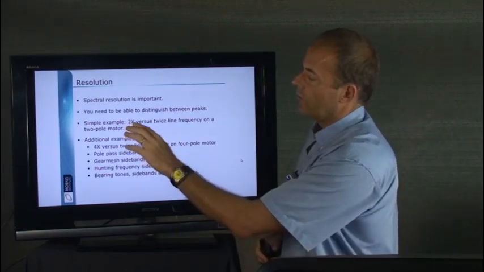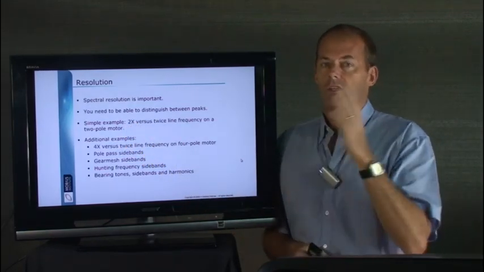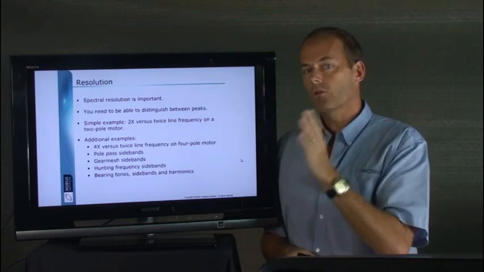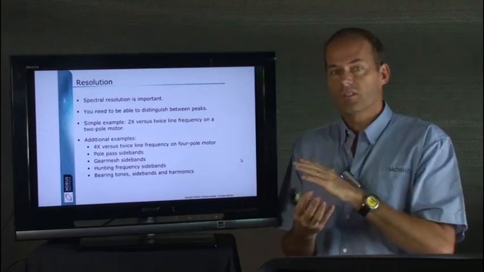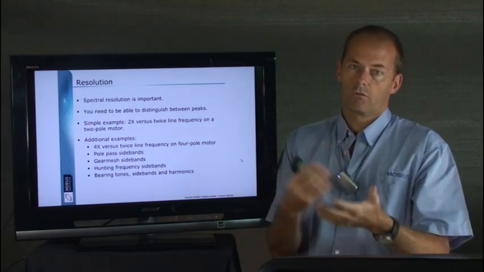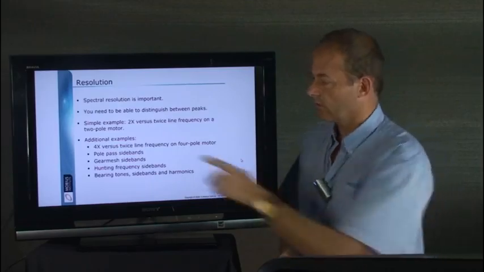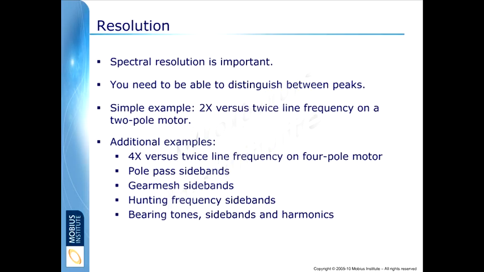For example, if you've got a two-pole motor, the 2x vibration peak will be close to the twice line frequency peak, and you can confuse misalignment with electrical faults in your motor as a result. Same way with a 4-pole motor, the 4x peak is going to be close to the twice line frequency vibration. Pole pass sidebands, gear mesh sidebands, hunting tooth frequency sidebands, bearing tone sidebands and harmonics. There are lots of reasons to have higher resolution measurements.